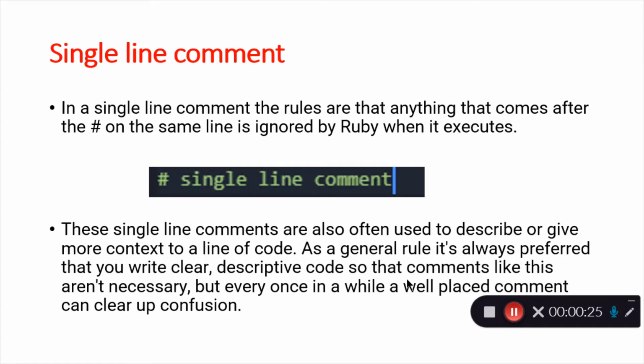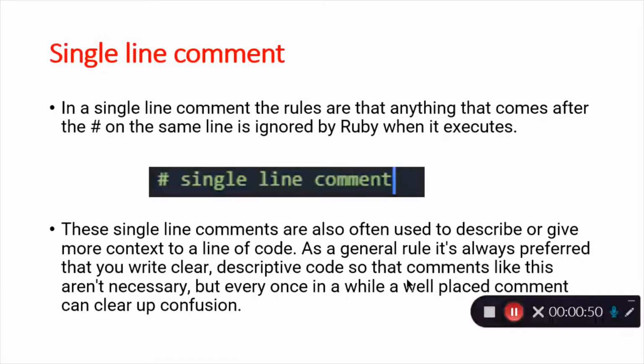Single-line comment. In a single-line comment, the rule is that anything that comes after the dash on the same line is ignored by Ruby when it executes. For example, dash single line comment. These single line comments are also often used to describe or give more context to a line of code.